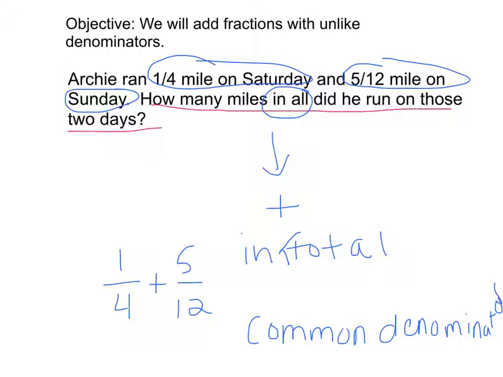So, what I'm going to do is add 1/4 plus 5/12. I'm going to look for a common denominator. What I see is I know that 4 goes into 12 3 times. So the first step I'm going to check is, does one of my denominators possibly be a factor of my other denominator? And in this case, 4 is a factor of 12.